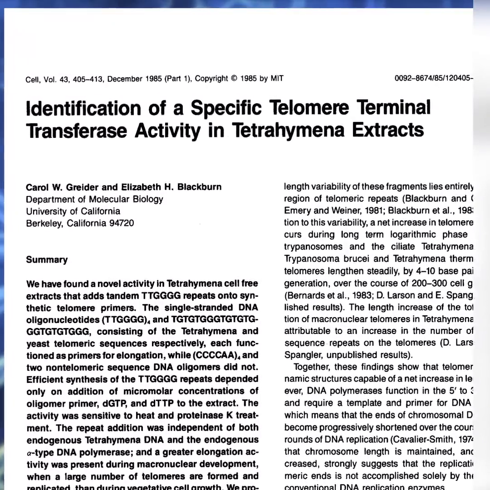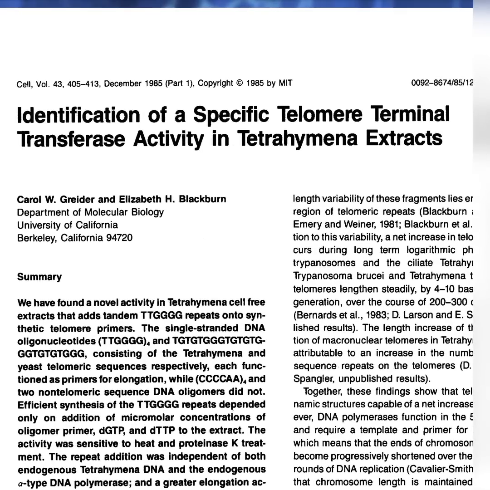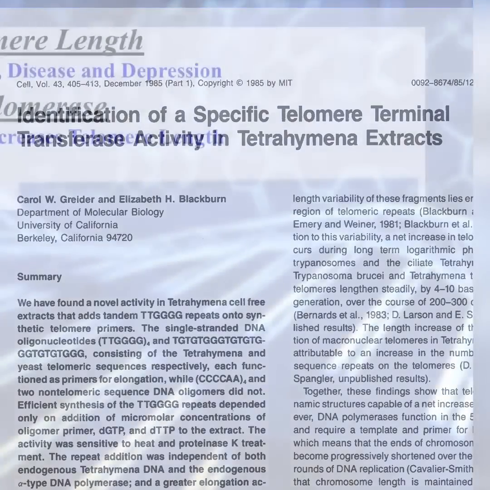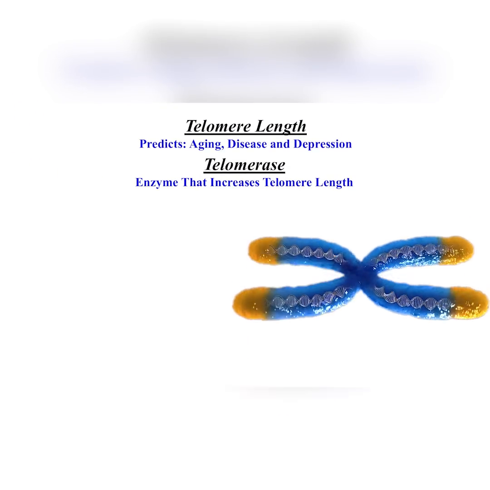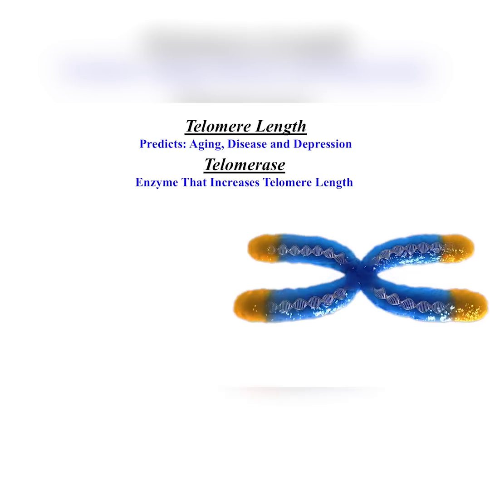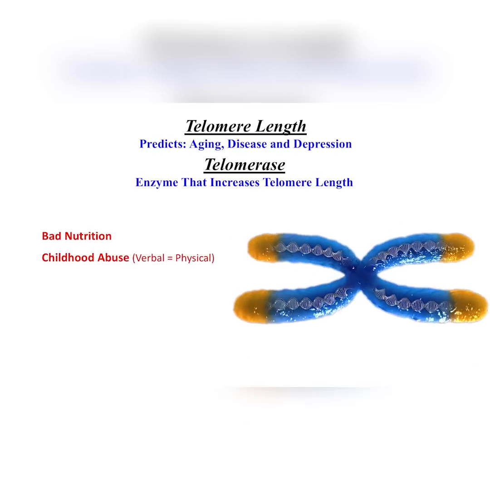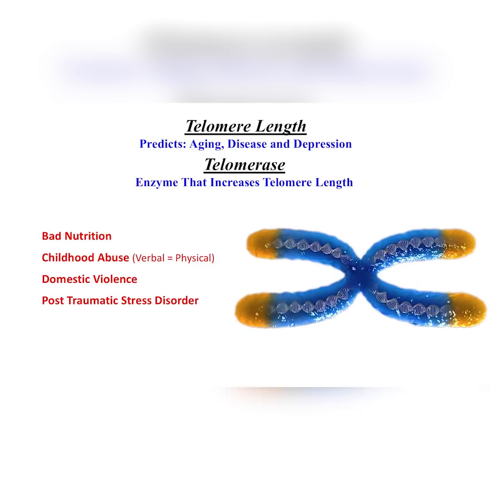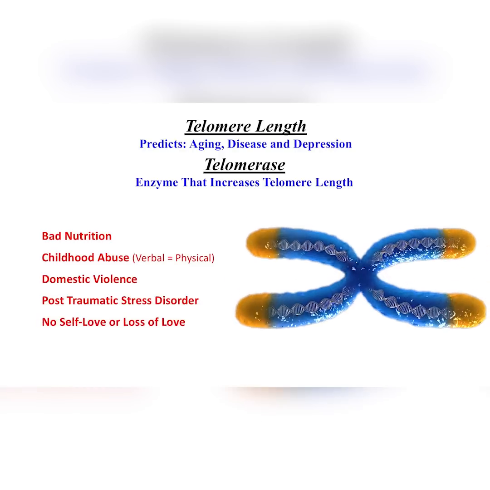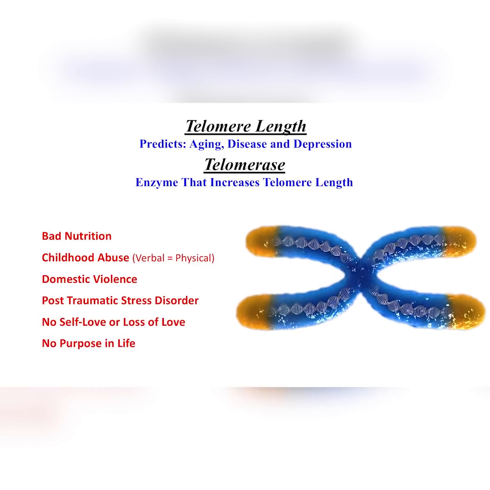However, this enzyme can be activated or inhibited based on what we're experiencing in our life. So for example, things that will inhibit the enzyme and prevent us from extending our lifespan include things such as bad nutrition, childhood abuse, domestic violence, post-traumatic stress disorder, no self-love or loss of love, no purpose in life. Each one of these characteristics really takes away the character and quality of our life, which in a sense, if you think about it, means, well, I'm not happy with my life the way it is, so ending sooner is not a big problem.